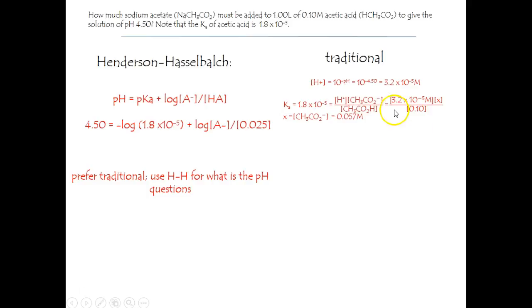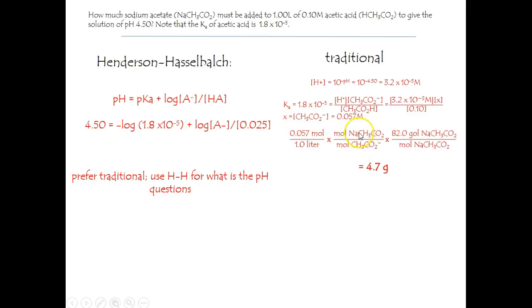Traditional problems, you solve for H+ and get the pH. This one we are going to solve for the concentration of acetate, and then once we have concentration in moles per liter, we know how many liters we have, 1, and we have simply to convert from moles to grams, which is pretty easy. Okay, so let's go ahead and solve for X. It's 0.057 molar. I hope you could do that algebraically. And that means 0.057 moles per liter.